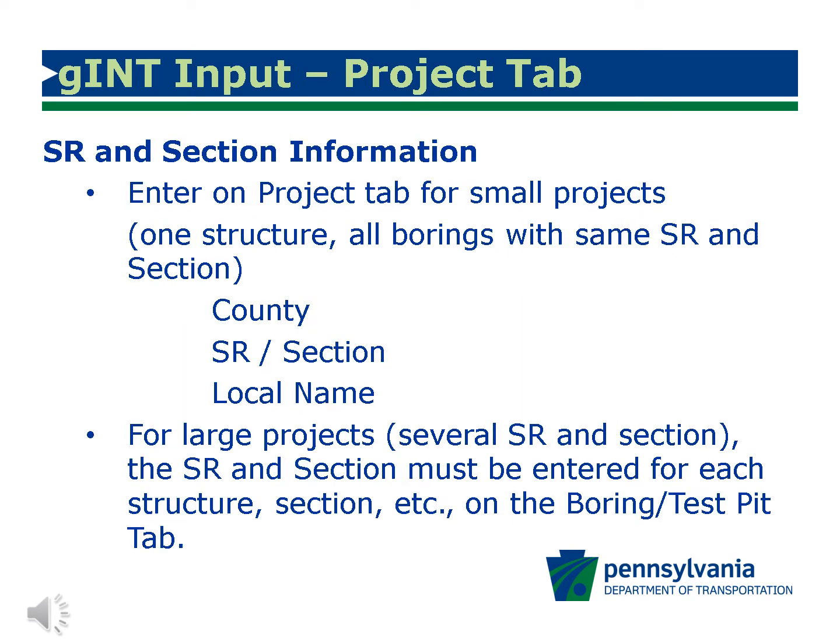On the Project tab, enter the county, SR, section, and local name. If your project is small, say for one structure, with all borings having the same SR and section, you need not enter the SR and section on the Boring Test Pit tab. However, if you are entering data for a large project with several structures, the SR and section may differ from the overall project and must be entered on the Boring Test Pit tab.